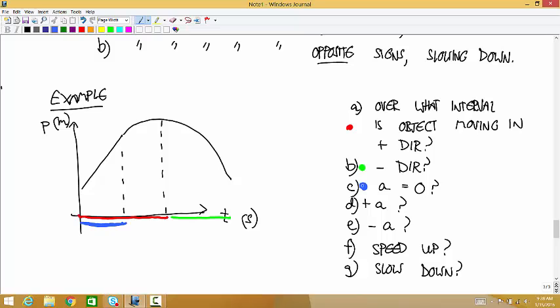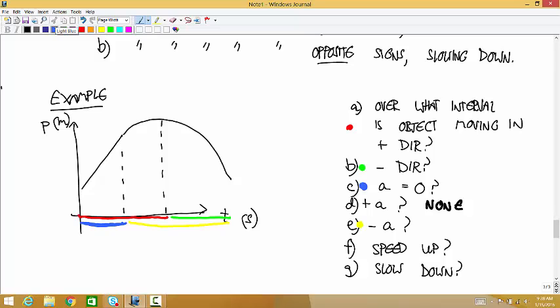Is there any interval where you have positive acceleration? No, because there's no region where it's concave up. Is there any region where you have negative acceleration? Yeah, so all of the nonlinear part is a negative acceleration. I guess I'll write this in here.